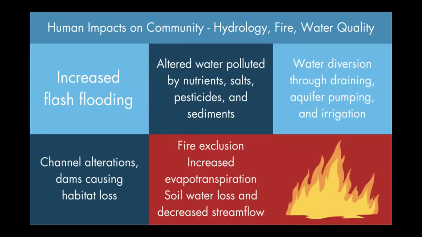Moving on to anthropogenic impacts, hydrology, fire, and water quality environmental forcing functions have been altered by human activity. Increased flash flooding, altered water polluted by nutrients, salts, pesticides, and sediments, water diversion through draining, aquifer pumping, and irrigation, channel alterations and dams causing habitat loss, and in forest systems, fire exclusion results in increased evapotranspiration, resulting in soil water loss and decreased stream flow.